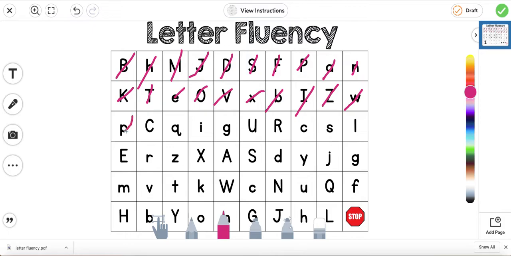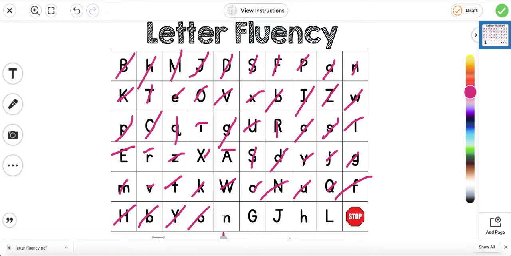W, P, C, Q, I, G, U, R, C, S, L, E, R, Z, X, A, S, D, Y, J, G, M, V, T, K, W, C, N, U, Q, F, H, B, Y, O, N, G, J, H, L. And then we go ahead and stop right there.